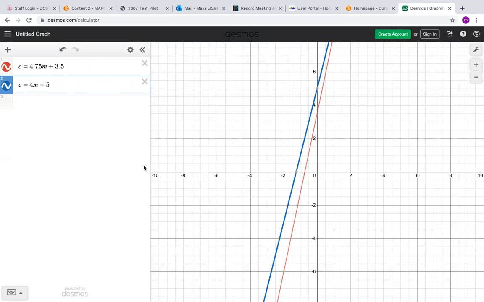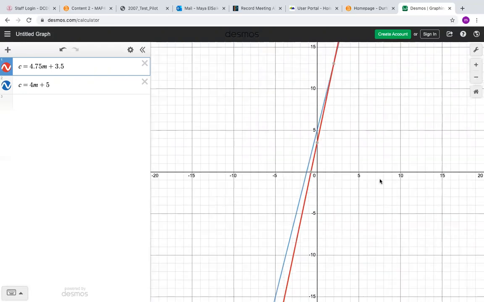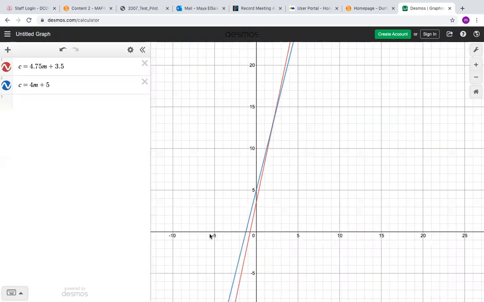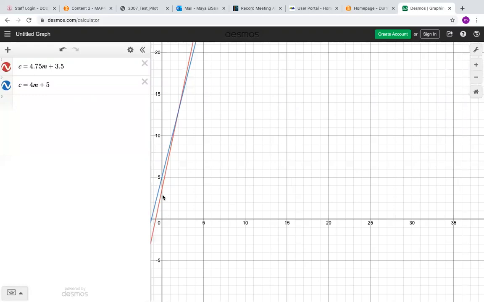All right, so I'm looking at these equations. The red one is the first equation, the blue one is the second equation. The red one starts at 3.5, so my starting price is 3.5, and as it increases, I don't really care about the negative part because I'm not going to have negative kilograms. So basically I'm comparing this, right? I'm starting at 3.5 and it's going up. For the second one, it's starting at 5 and it's going up.